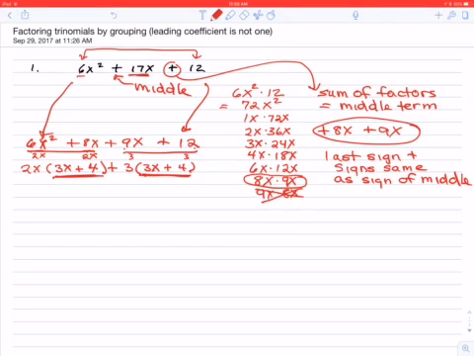That whole 3x plus 4 is a common factor, so I'm going to take that out. I take it out, I'm dividing by it. So 3x plus 4 over 3x plus 4 cancels, I'm left with 2x. 3x plus 4 over 3x plus 4 cancels, I'm left with plus 3.